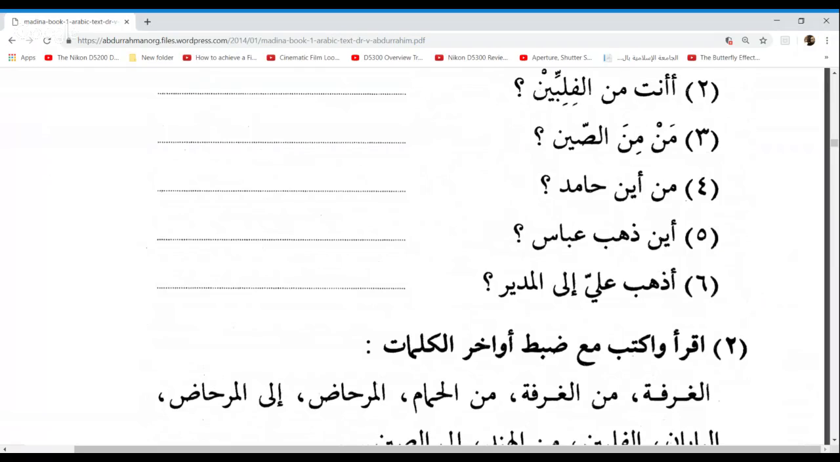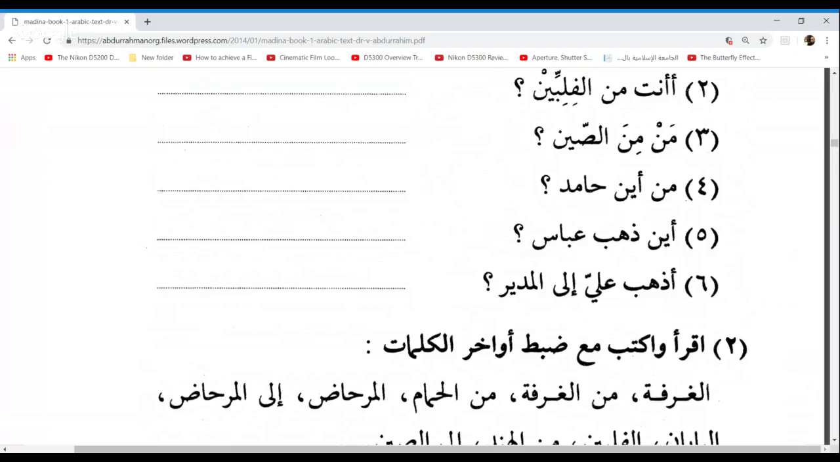أين ذهب عباس؟ It's Abbasun. Where did Abbas go? Yes, good. هو ذهب إلى المدير. He went to the headmaster. Good, but there's no need to say huwa dahaba. I mean, it's okay, it's not too bad, but there's no need to do it. You don't have to do it.